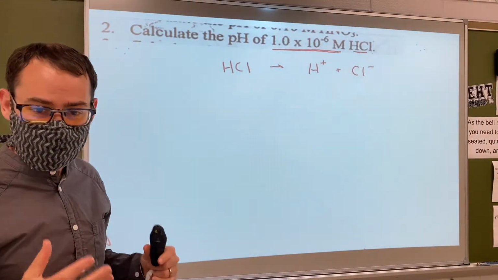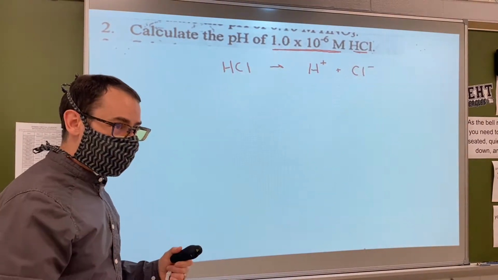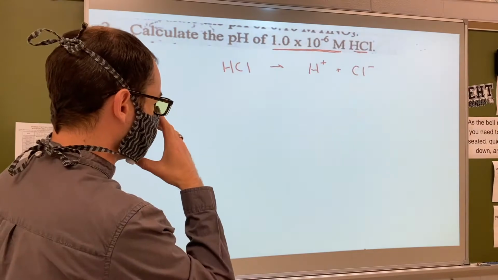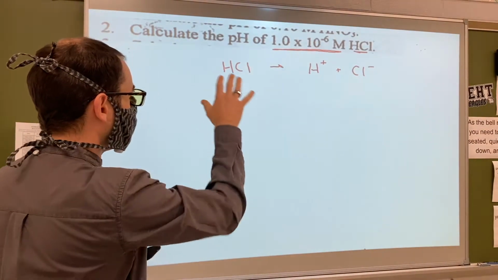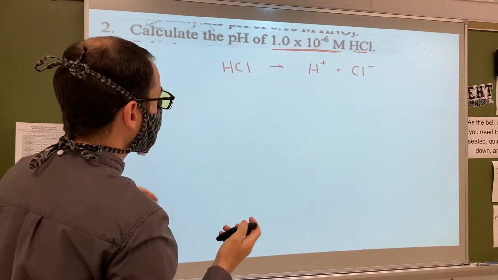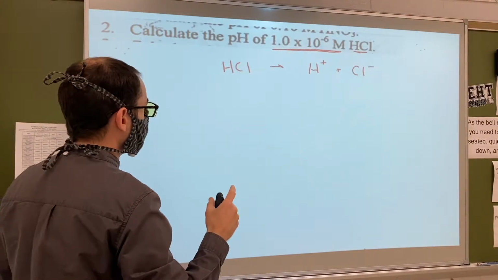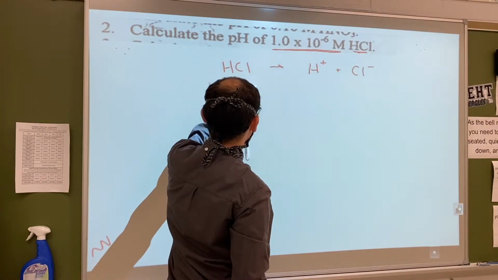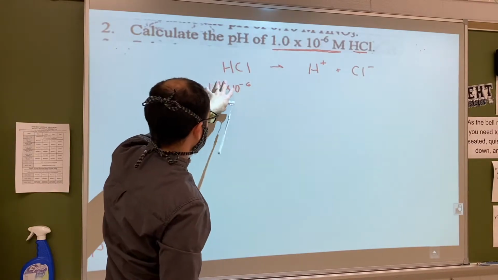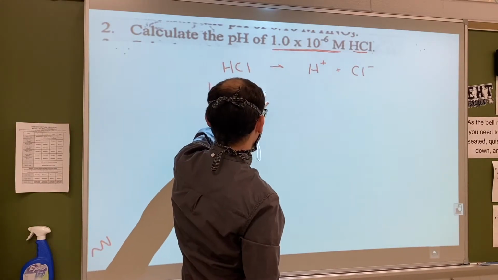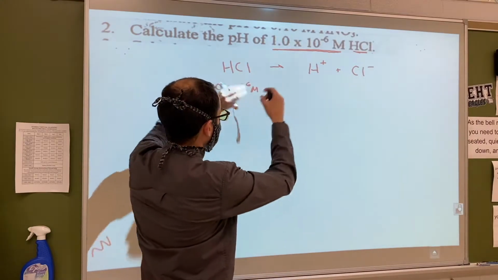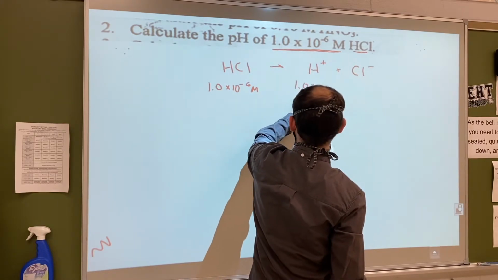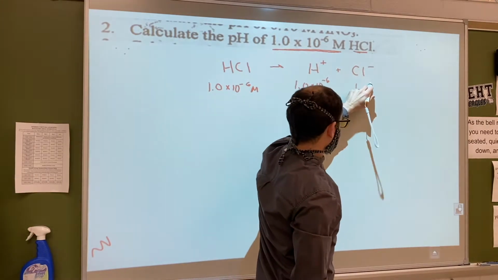So because it doesn't give us K, how can we do an ice chart and then solve for X if we don't know K, right? We would have two variables. So all of those kind of things come together to help us realize that, okay, strong acid, we don't need to use an ice chart, which means this number that's given, that's our initial concentration. And if we have 1 times 10 to the negative 6 concentration of HCl, when H and Cl break off from it, we have the same numbers for those as well. So this one would be 1.0 times 10 to the negative 6. Same with this.